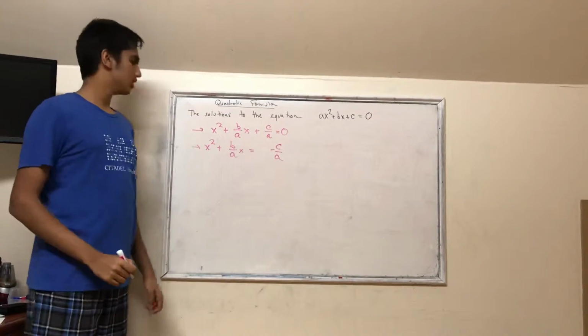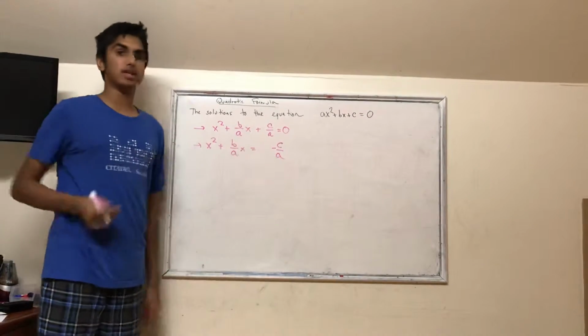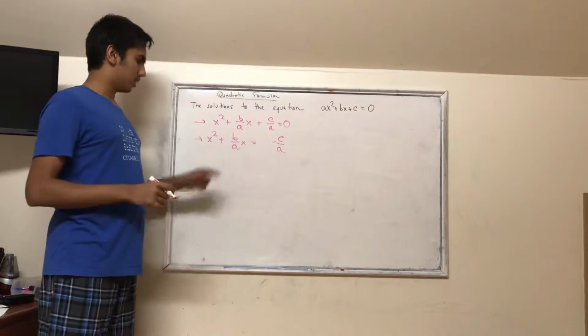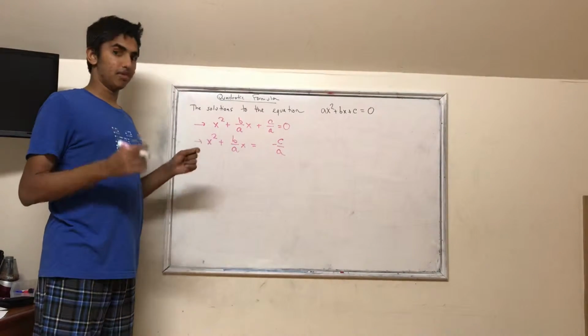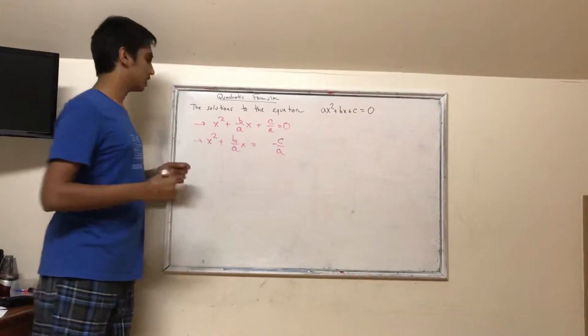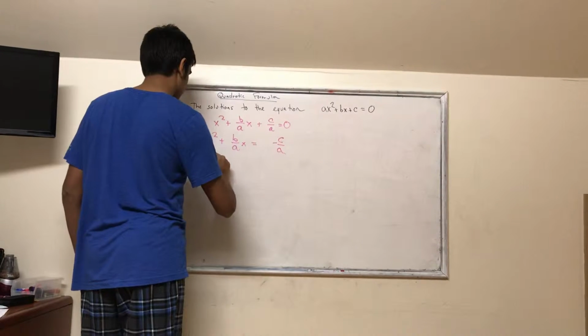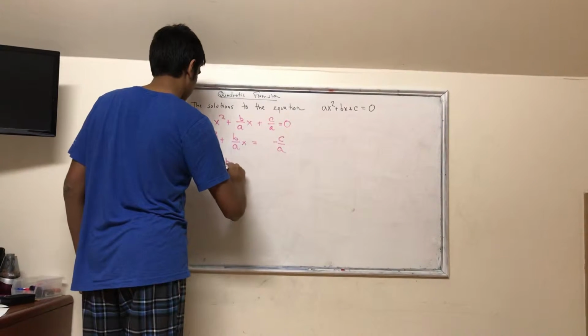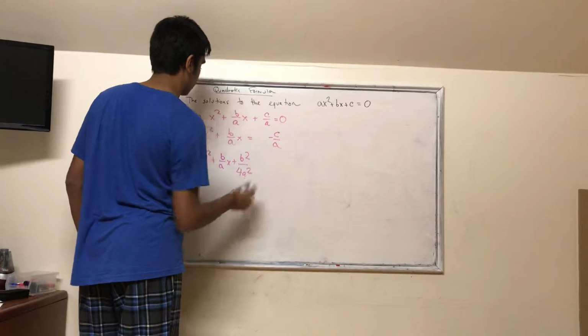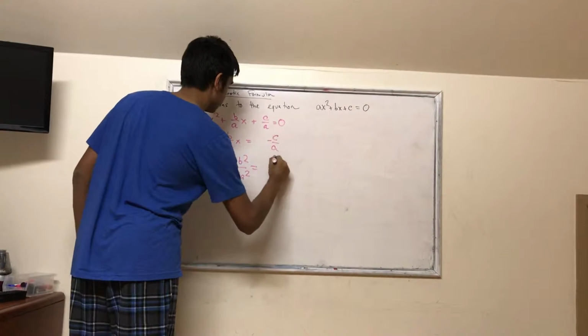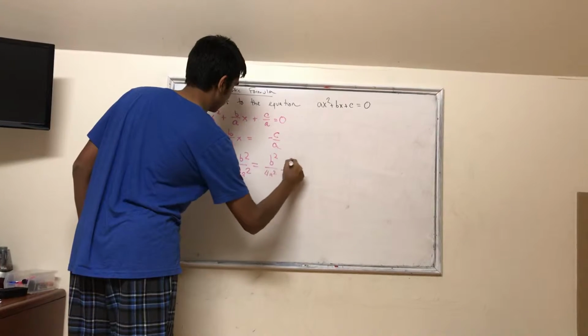Now what do we do? Well, we need to add something so that both sides are a perfect square. We take b over a, we divide by 2, which is b over 2a, and we square it. So we get x squared plus b over a x plus b squared over 4a squared, that's just b over 2a, the whole quantity squared, equals b squared over 4a squared minus c over a.